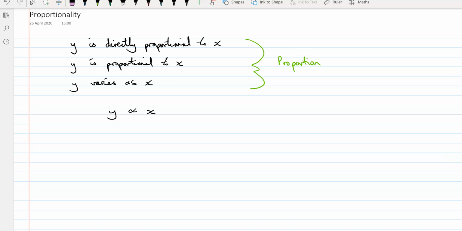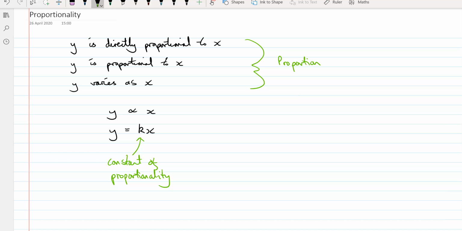All we have to do in order to use this is replace the little symbol with equals, and multiply the right hand side by k. So y equals kx, and we call k the constant of proportionality.